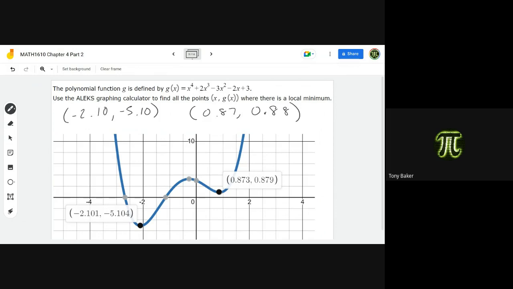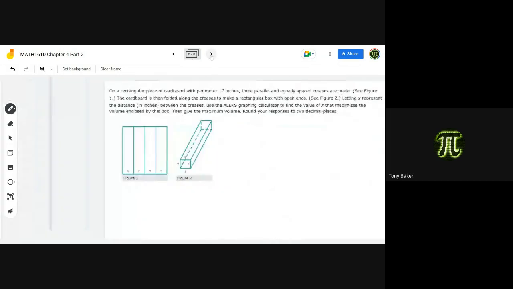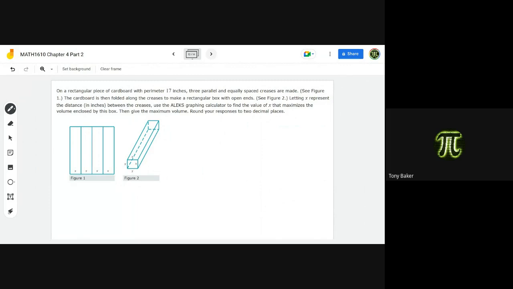Simple enough? Okay. The reason for this topic is this topic. All right. So that topic's really easy because it really wanted to get you to practice finding local mins and maxes on the graphing calculator. Because this problem now requires you to come up with a word problem to find an answer for using the graphing calculator. So it says a rectangular piece of cardboard with a perimeter of 17 inches.